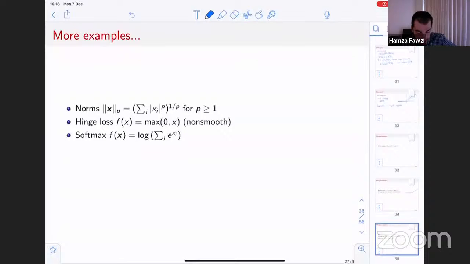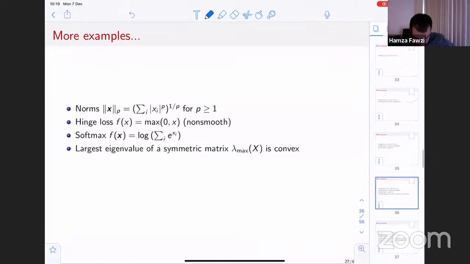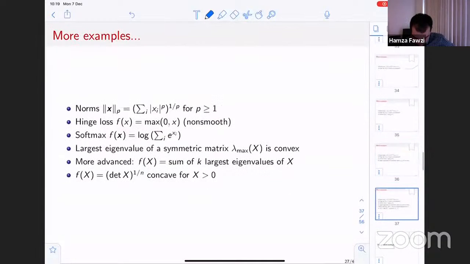The log of the sum of exponentials, sometimes called the softmax, is also a convex function. It's an important example of a convex function. Let's see, the largest eigenvalue of a symmetric matrix, we already saw how to prove that this is a convex function, because we saw that lambda max is a maximum of linear functions.